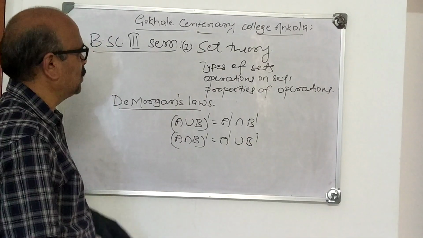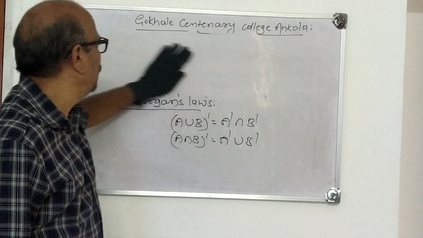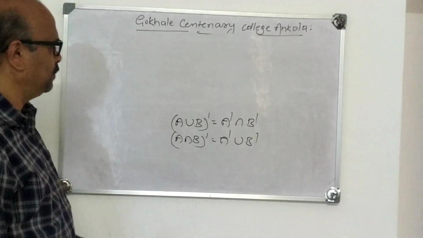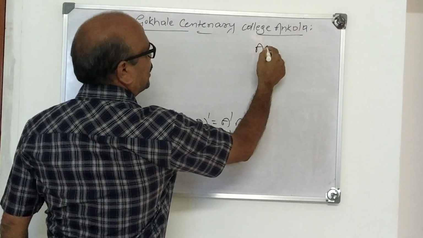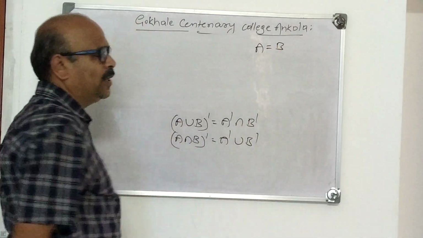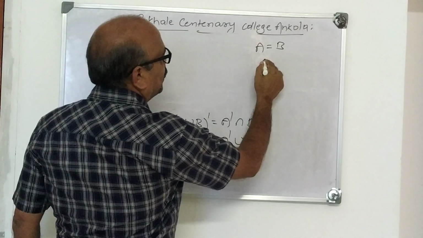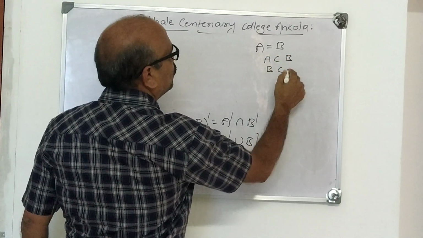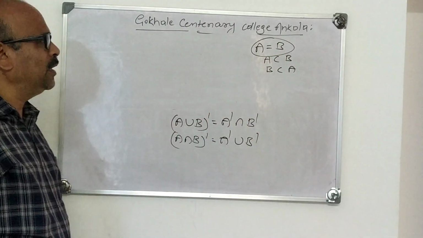Now, how to prove these two De Morgan's laws? I already explained how to prove that two sets are equal. Suppose A and B are any two sets. How to prove that A is equal to B? There are two parts. First we prove that A is contained in B. Then we prove that B is contained in A. Then A is equal to B.